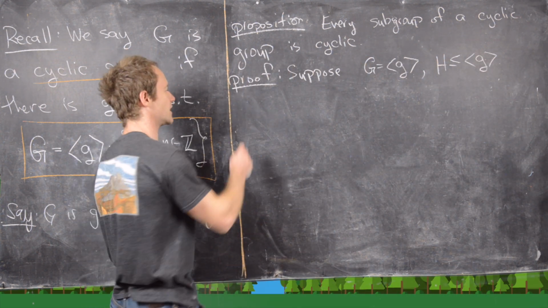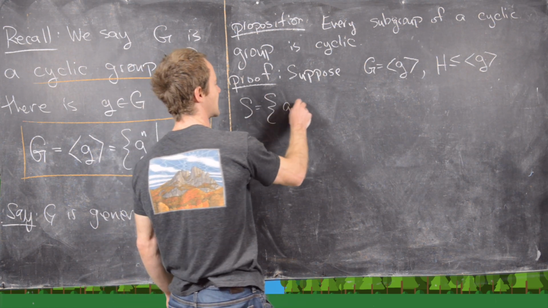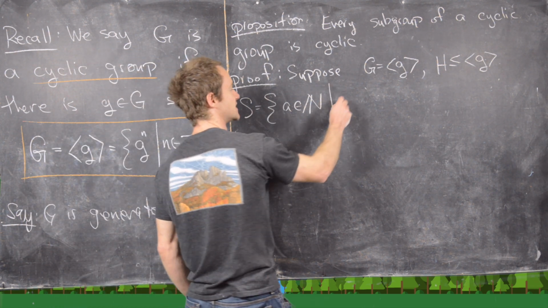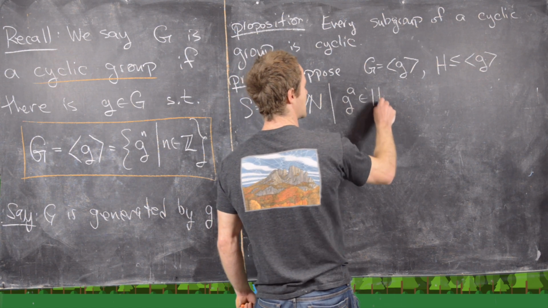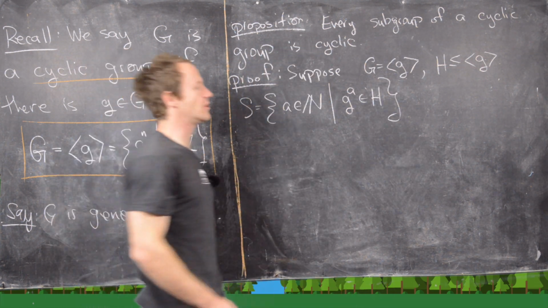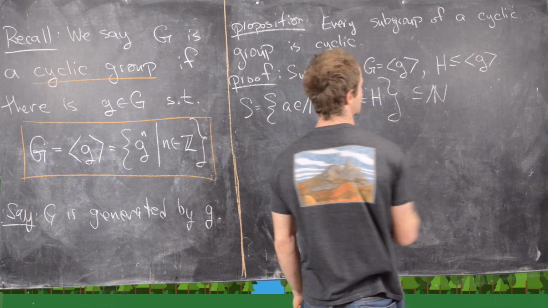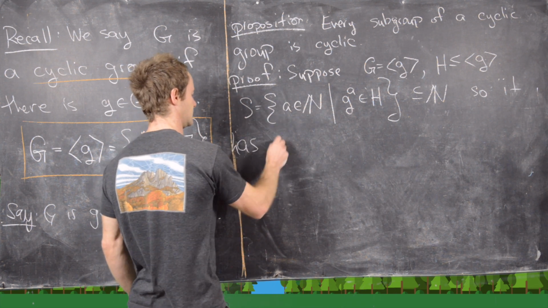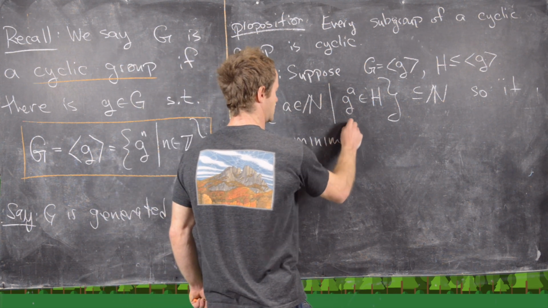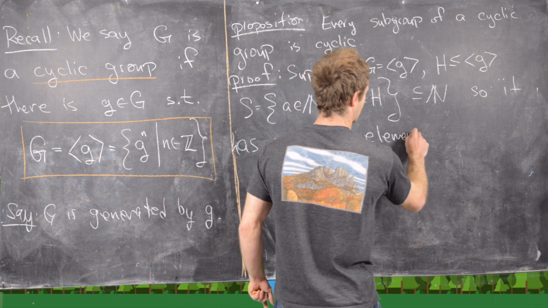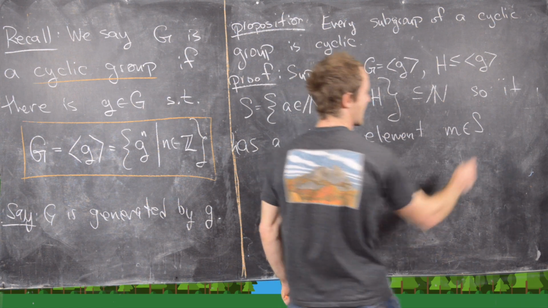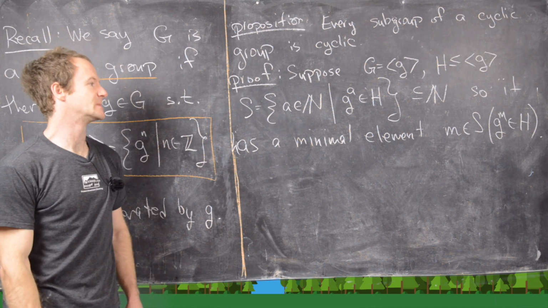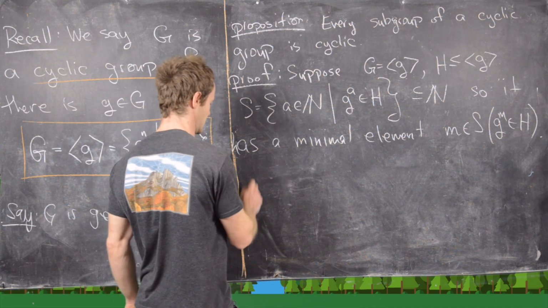Okay, so to get ourselves started, we'll consider the following subset of the natural numbers. We'll let S be all natural numbers a such that g to the a is an element of H. Okay, so now notice that this set is obviously a subset of the natural numbers, so it has a minimal element. And let's call that element m, which is in S, which tells us that g to the m is in H.